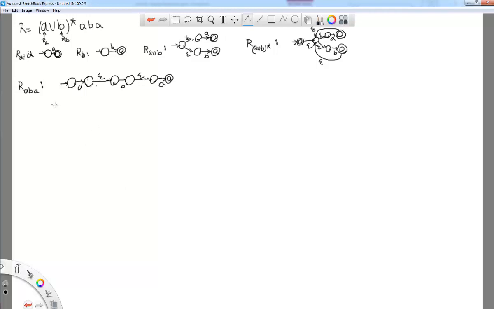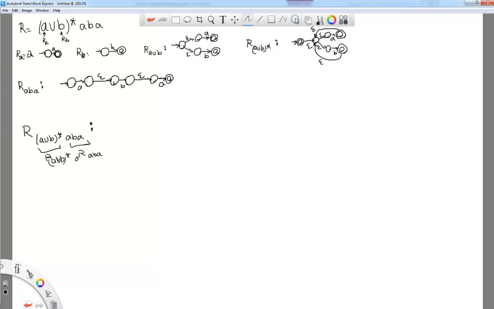And then finally, the R of (A ∪ B)*ABA will be a machine that combines these two in concatenation. So you have (A ∪ B)*, and then you concatenate that with ABA, right? So let's see how that's done.